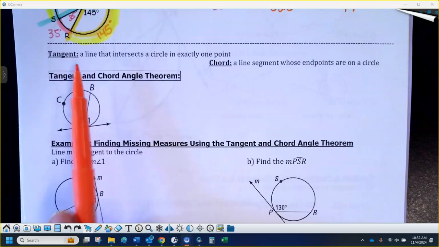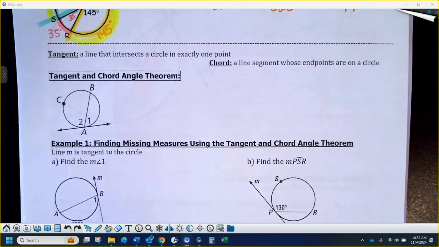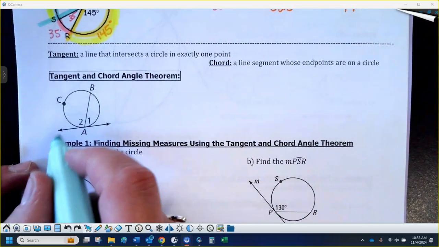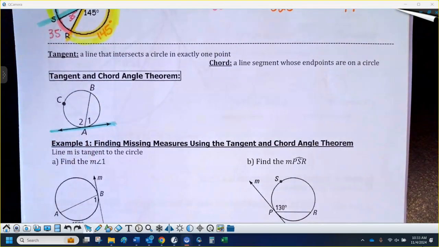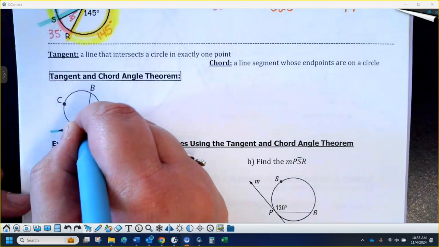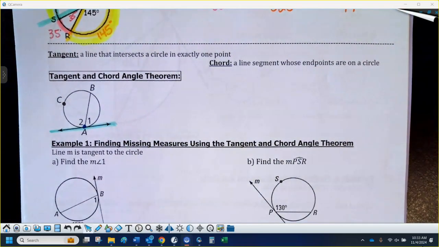2 definitions. A tangent line, in the picture here underneath, is a line that just brushes by the circle and just touches it in one point. So in this picture here, that's point A. They call that the point of tangency. So that line would just brush by that circle and it just touches in point A.